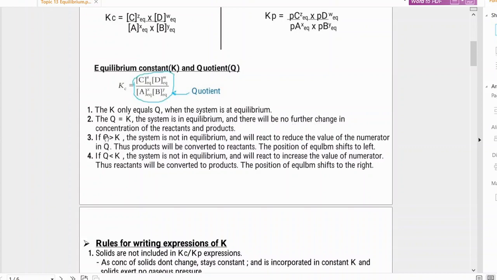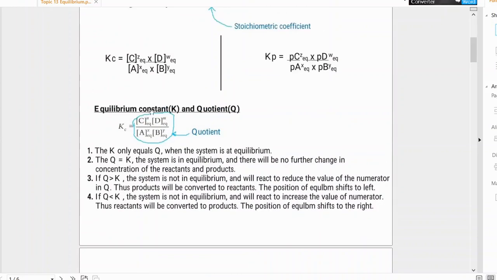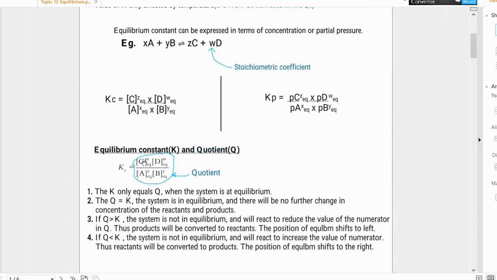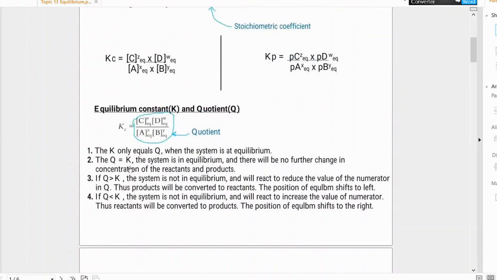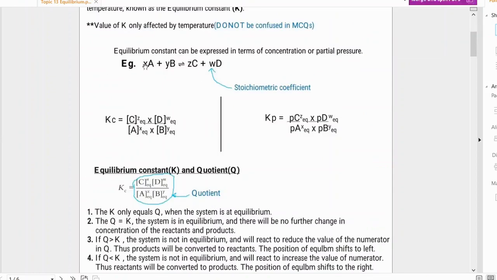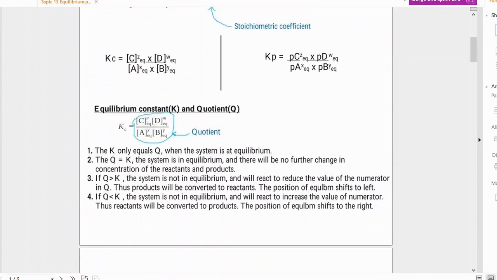But if the quotient Q, this side, is larger than the equilibrium constant K, the system is not in equilibrium, and therefore the system will react to reduce the value of the numerator in Q. The system has to shift to the left hand side. Thus, the products will be converted back to reactants. Therefore, their concentration falls, so the numerator decreases. So the position of equilibrium shifts to the left.